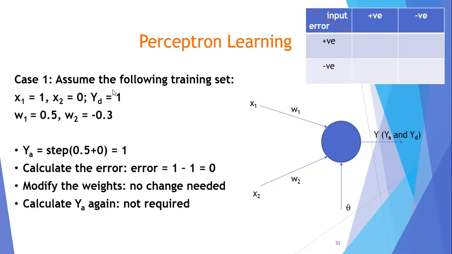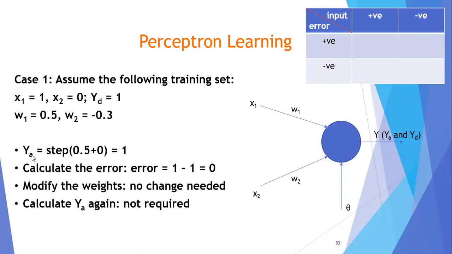So we assume the following training set. This is the instance in your training set. Let's say x1 is 1, x2 is 0, and the desired value YD is 1. Let's assume the initial value for W1 is 0.5 and W2 is minus 0.3. Assuming we're not dealing with theta again, we are just ignoring theta at this point. So we assume theta to be 0 simply.